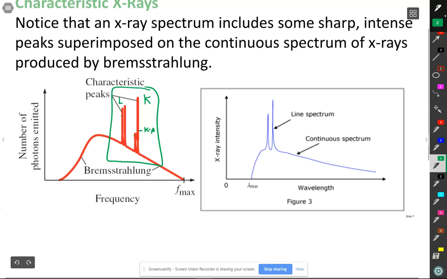So that's what X-ray looks like. You have those characteristic waves, and you have the Bremsstrahlung, or characteristic radiation in the Bremsstrahlung.